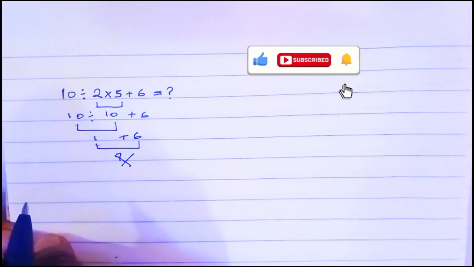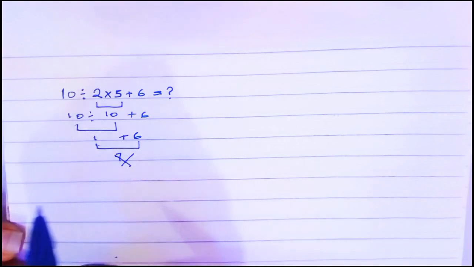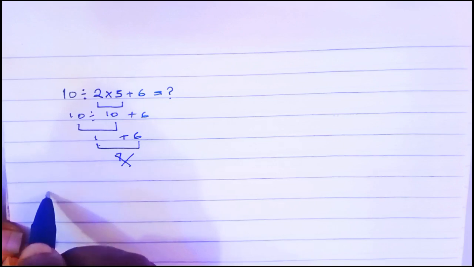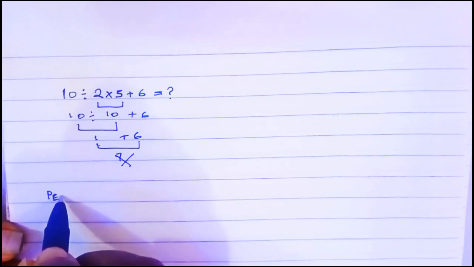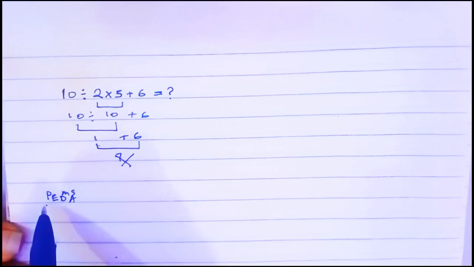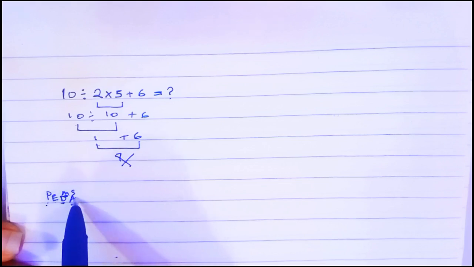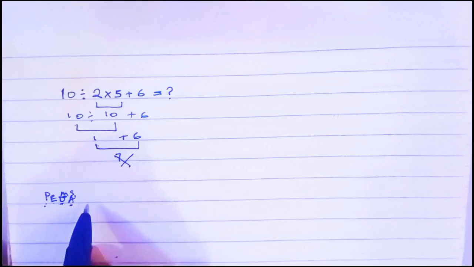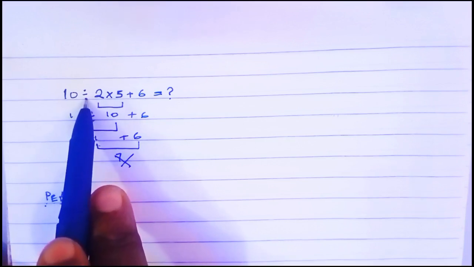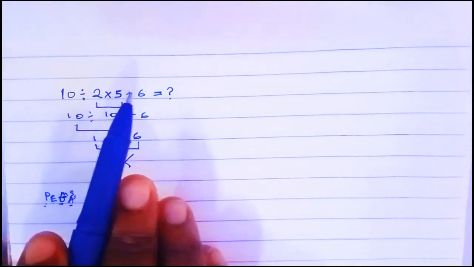So in solving this, we're going to make use of the rule of operation, where we have PEMDAS, where P is parenthesis, E is exponential, division, multiplication, addition and subtraction. So you're looking at this, we have the division here. So we are going to solve it first before any other one.